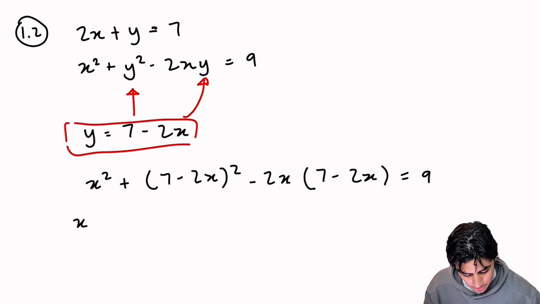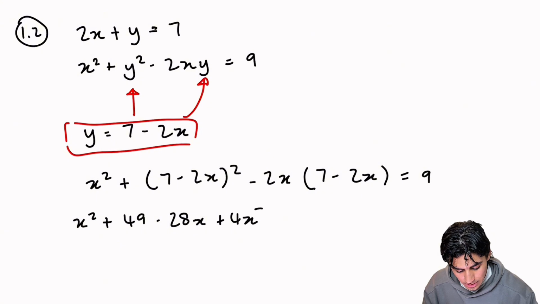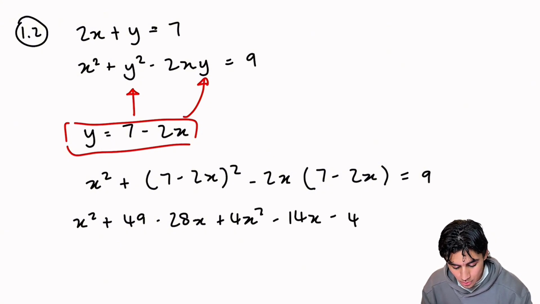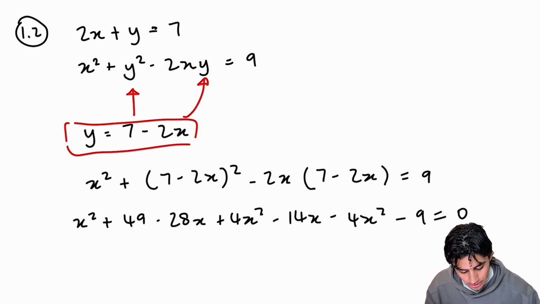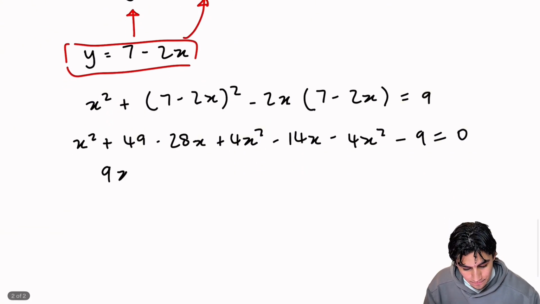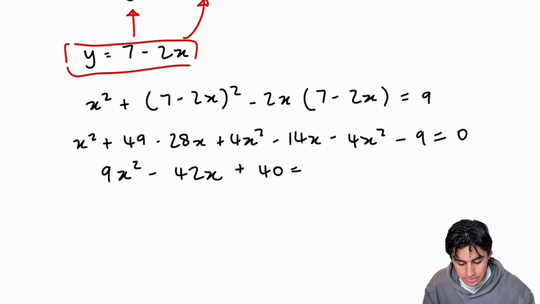So this over here is going to be x squared plus 49 minus 28x plus 4x squared minus 14x minus 4x squared, and then I'll take the 9 over. Okay, then all you want to do is add and subtract all the like terms, and then you'll see that you're going to end up with 9x squared minus 42x plus 40 equals 0.